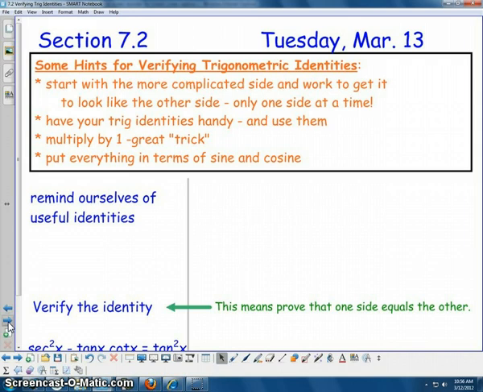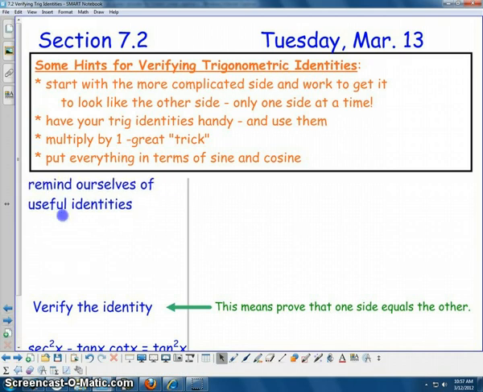I also want you to keep your trig identities handy, and we're going to be reminding ourselves of some of our really useful ones. Multiplying by 1 is a really good trick we're going to be using over and over again. So always think about, okay, how can I be multiplying by 1? By 1 means the same value over itself if we're dealing with fractions. So cosine over cosine is really like multiplying by 1. It doesn't change the value. It really helps to put everything in terms of sine and cosine.